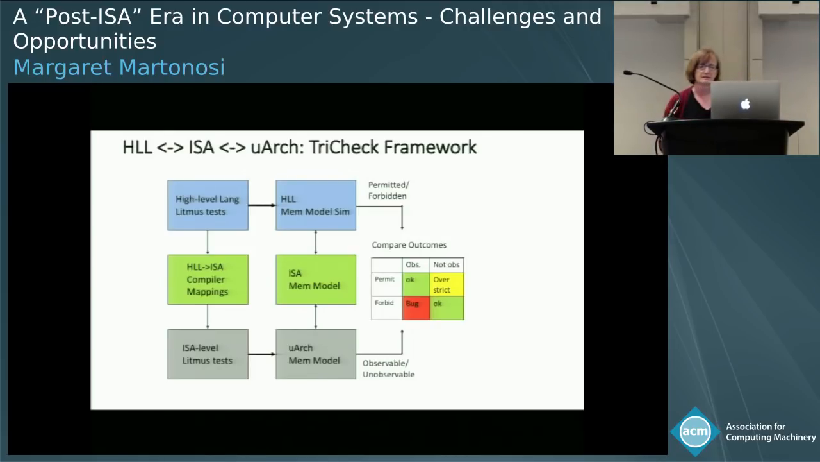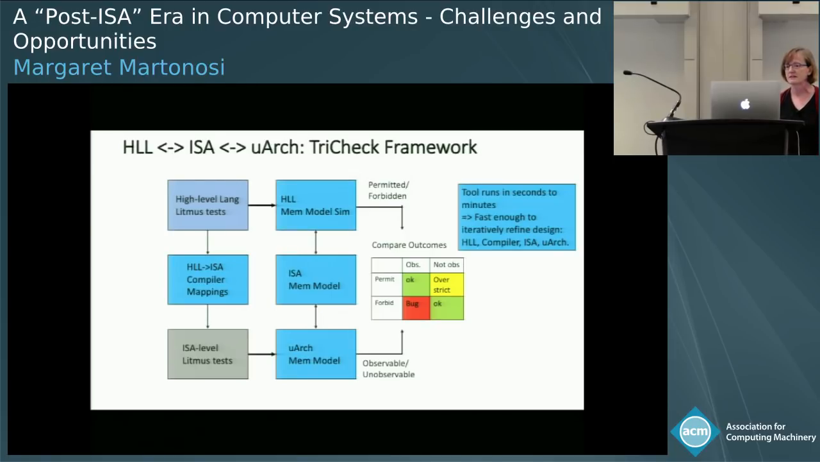The red box is the interesting one. That's the case where the high-level spec says that something's forbidden, and our low-level hardware checker says, hey, this is observable. Here's a case of an acyclic happens-before graph that will expose this bug. The key thing from our point of view as architects is that we can do that analysis in seconds or minutes. It's fast enough to iteratively refine the design.